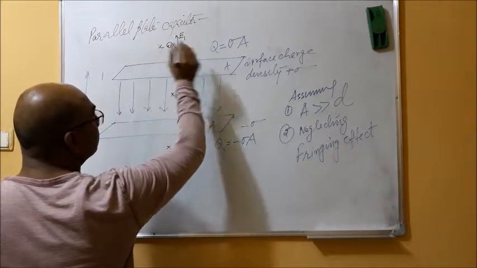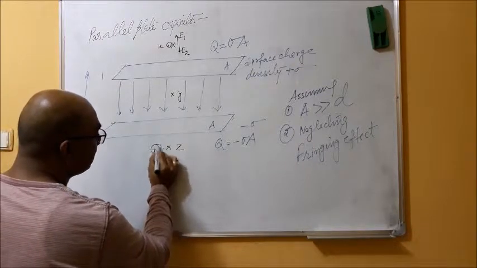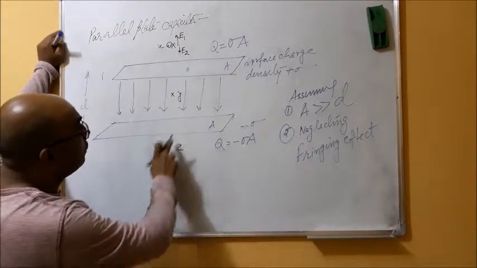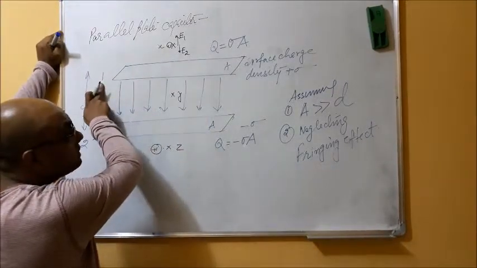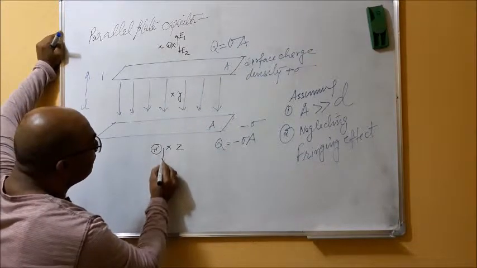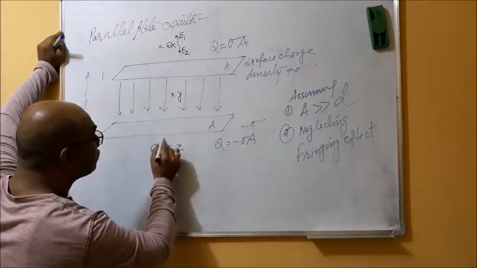For this one, it will be toward this side, due to E2. Similarly here, I again suppose a plus 1 charge to get the value of the electric field at point Z. Surface 1 will repel it, so this value will be E1, and plate 2 will attract it, so this will be E2.